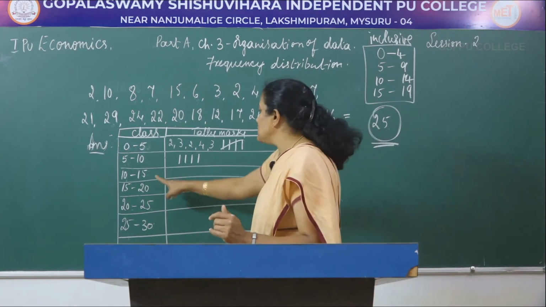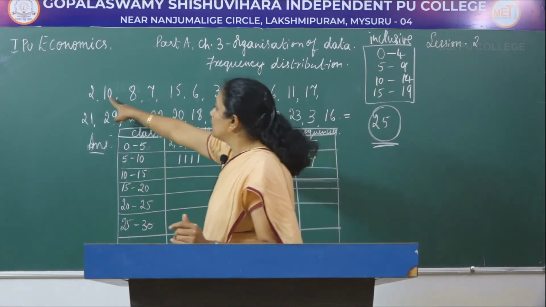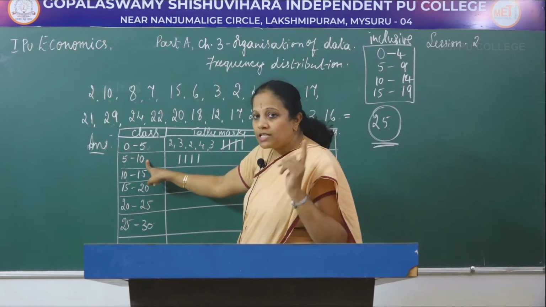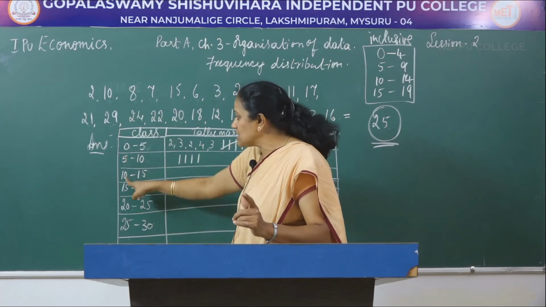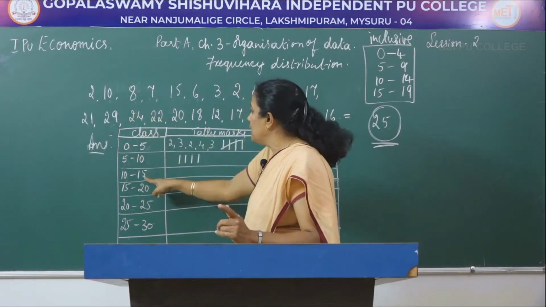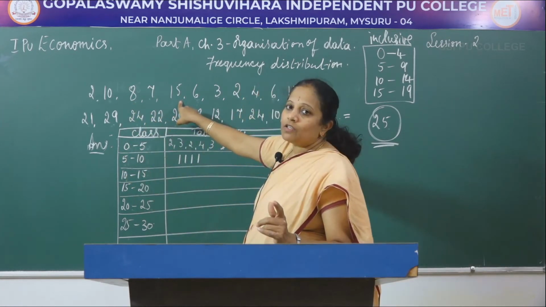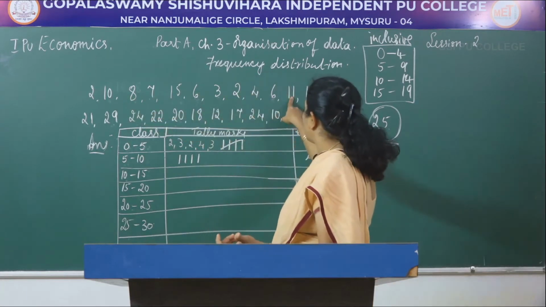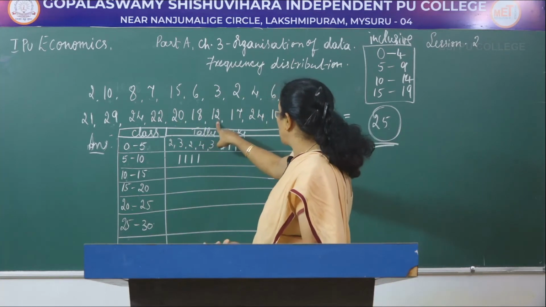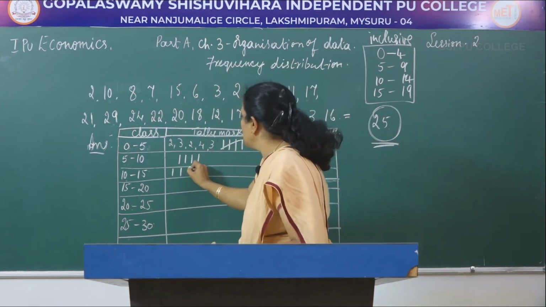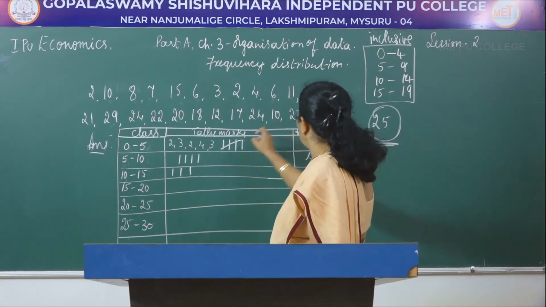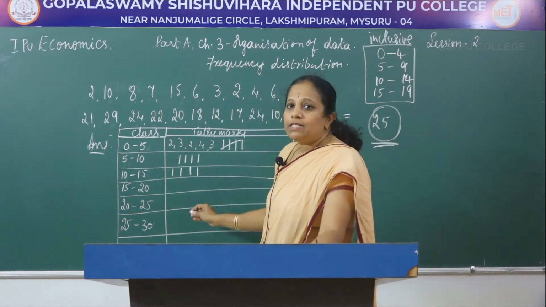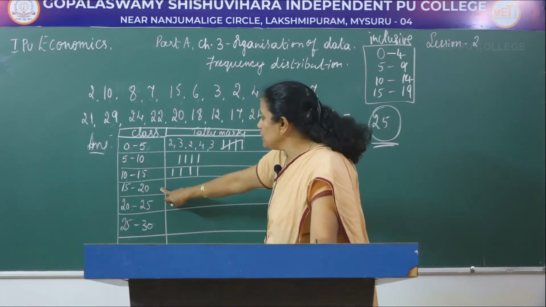The next one is 10 to 15. So, 10 is here. We did not consider 10 in the previous series because it is an exclusive method. We have taken 10 in this class. 15 we are excluding because 15 will come under the next class. So, 10, then 11, then 12, 10, 11, 12, then again one 10 and no other number.